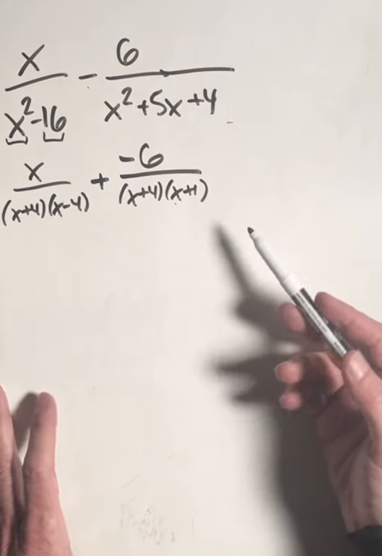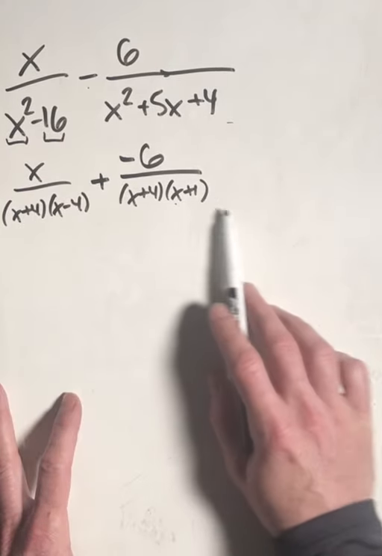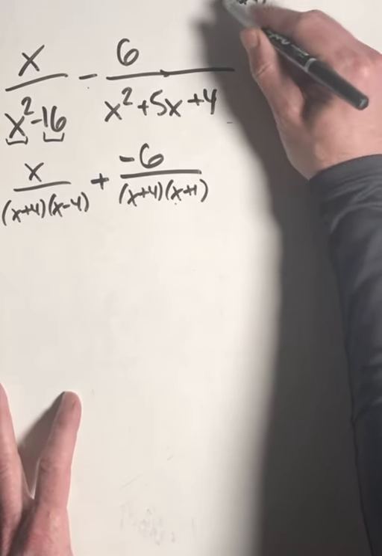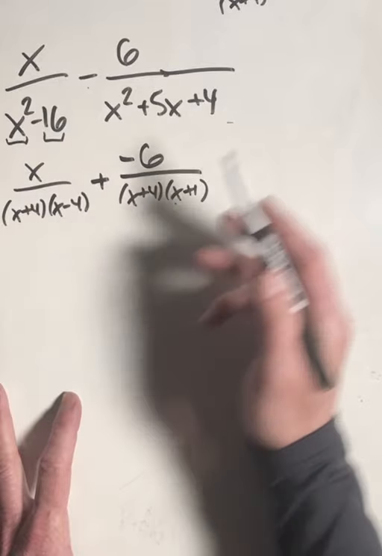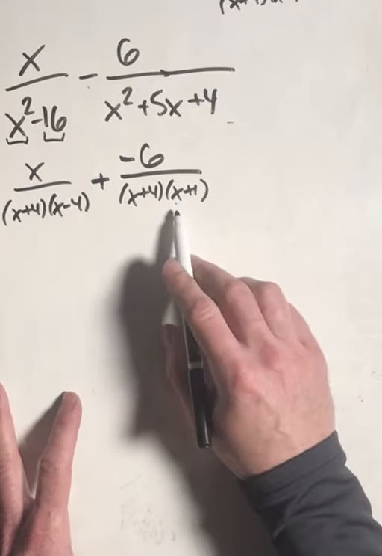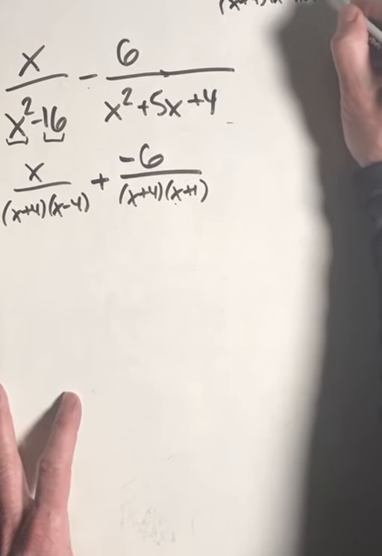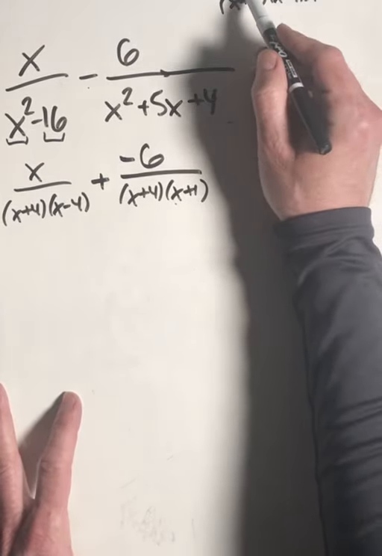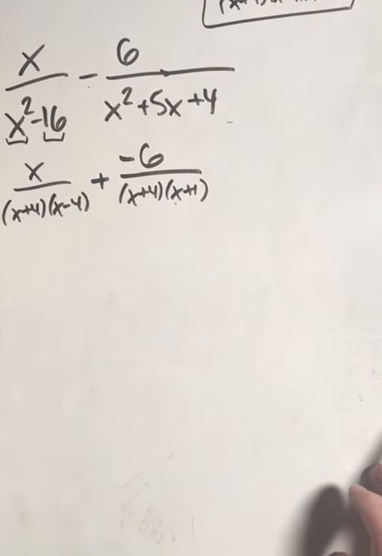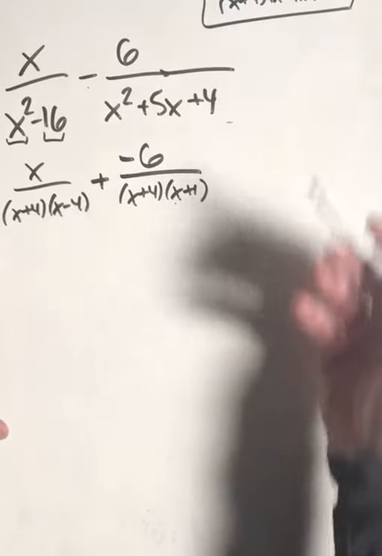So when I look at my LCD, it has to have all these factors in it. So it has to have an x plus 4 here and here, and it has to have an x minus 4, and it also has to have an x plus 1. So my lowest common denominator altogether is these three factors. So now I have to express each of these in terms of that.